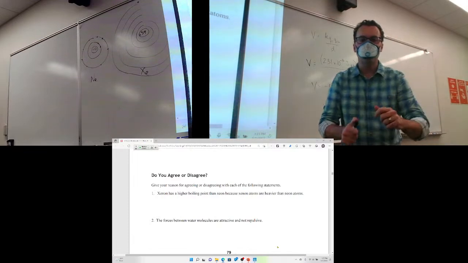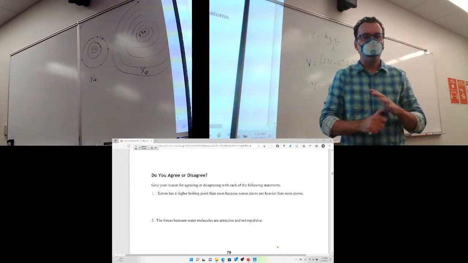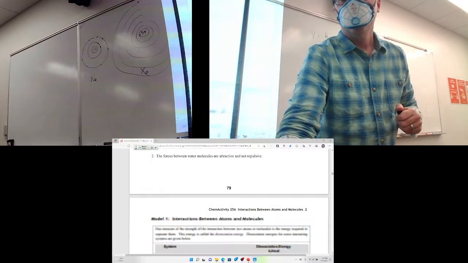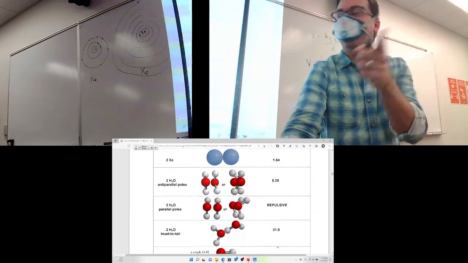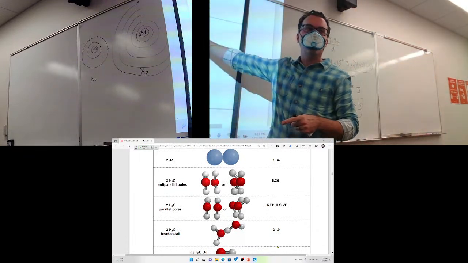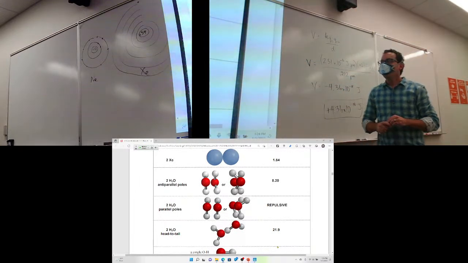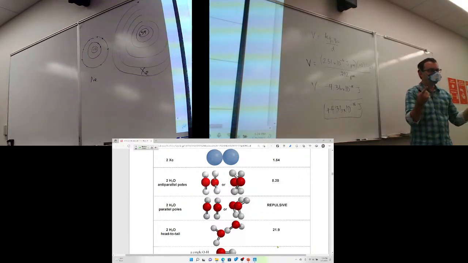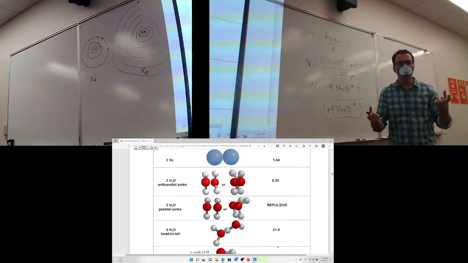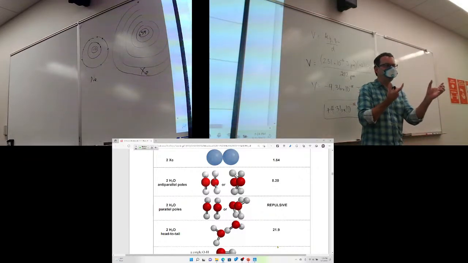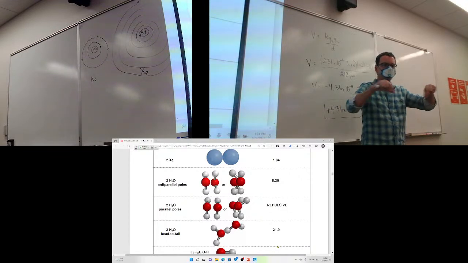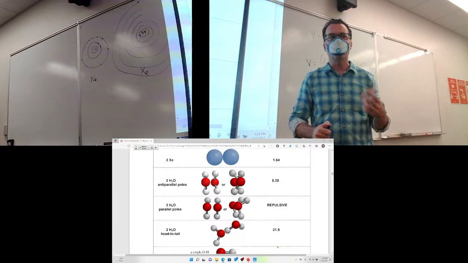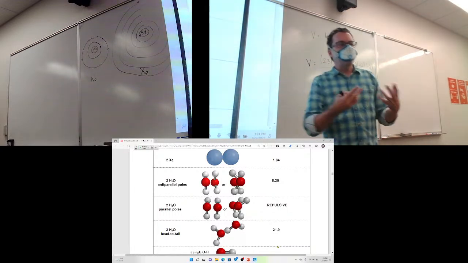And then 2, forces between water molecules are attractive and not repulsive. True or false? Well, it depends, because if you scroll down, there's one right here, repulsive. So it's not super simple. Yes, there is a dipole in 2 water molecules. They each have a dipole. They have a positive and negative side. But just like a bar magnet, if you put the 2 poles together, they repel. And water will do the same thing if they're oriented the wrong way. And that orientation is important.